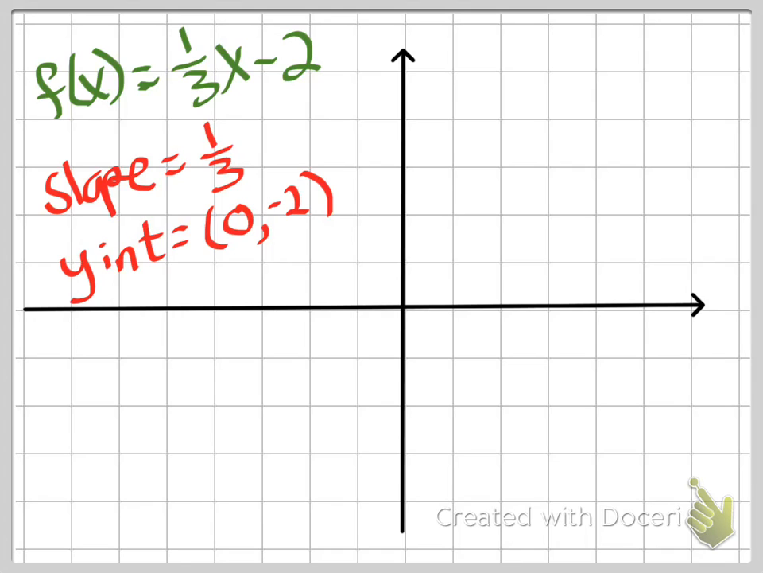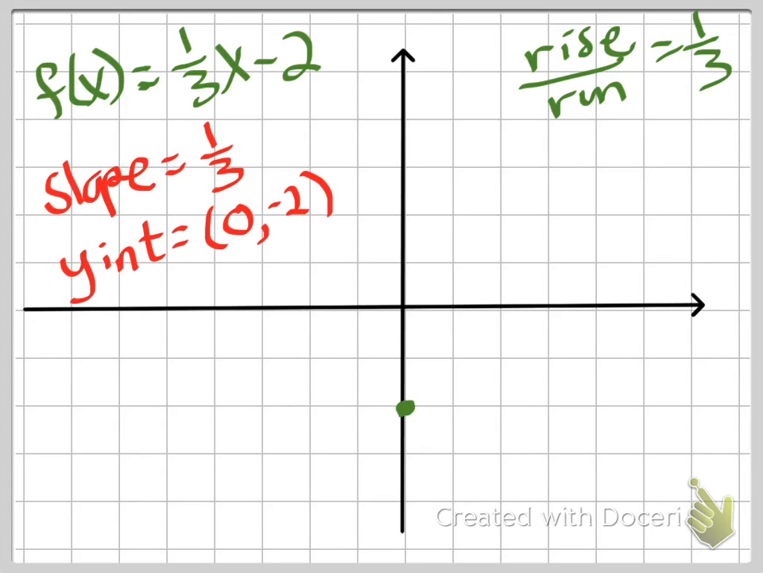So let's plot those and see if we can get a graph out of that. It's always easier if you start with the y-intercept. So I'm going to go down to the y-intercept of -2 and then do the slope after that. Because the slope is 1/3, it's rise over run, the y values over the x values. Let's write that down: rise over run.